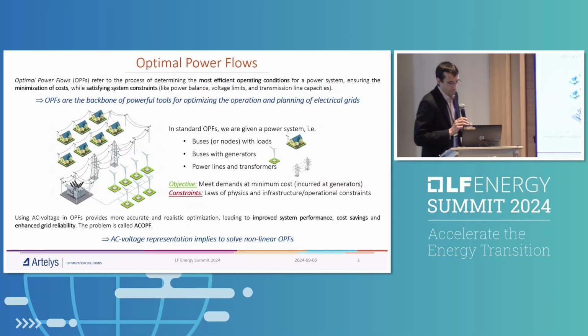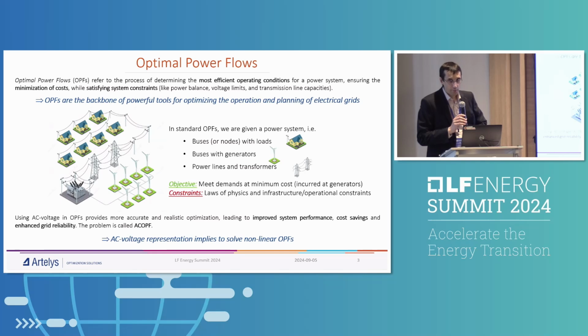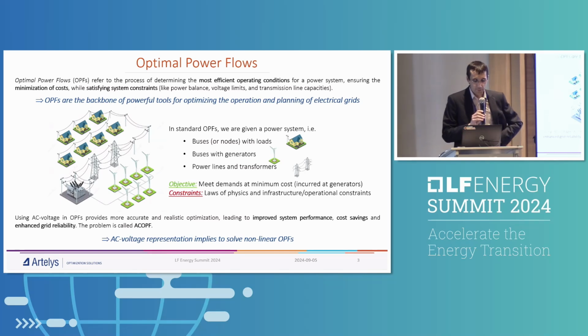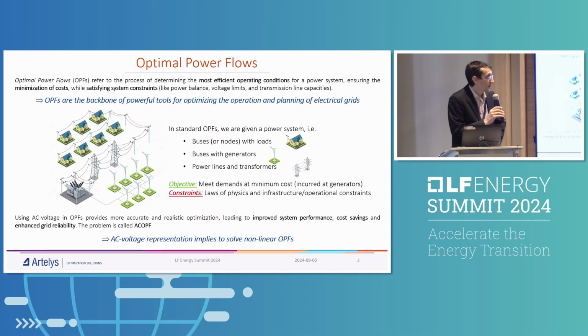So let's go into the definition of optimal power flow. I assume some of you know what it is, but not everybody. Optimal power flow is a way to determine the most efficient operating conditions for a power system. Usually you try to minimize the costs of running the system while satisfying system constraints like power balance, voltage limit, and transmission line capacity. They are really important to optimize the operation and the planning of electrical systems.